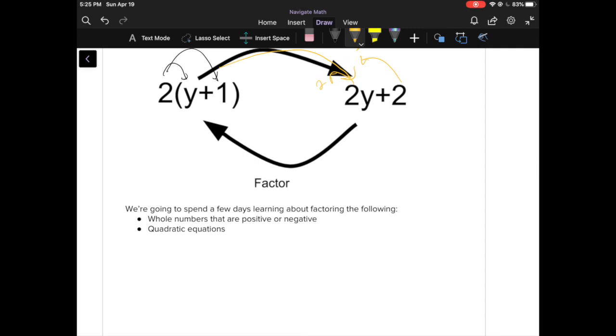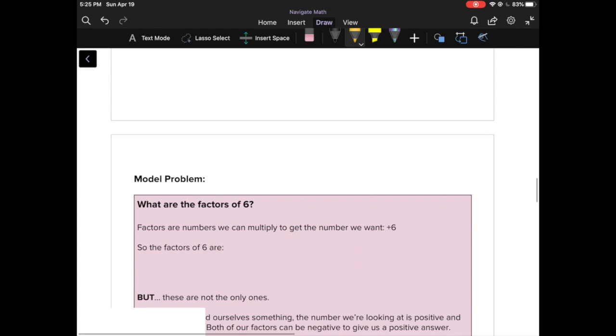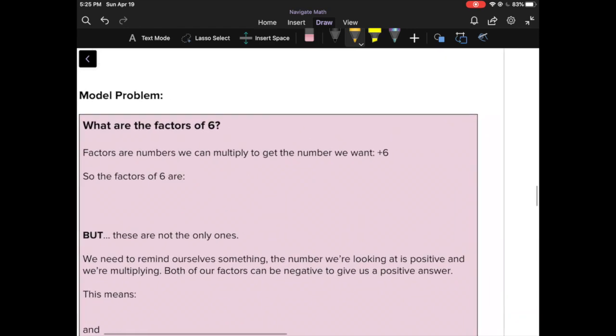So we're going to spend a few days learning about factoring the following things. We're going to learn how to factor whole numbers that are positive and negative. That's what we're doing today. And factoring quadratic equations is going to be later this week. So we're going to learn how to do that later this week. So let's go ahead and get started.